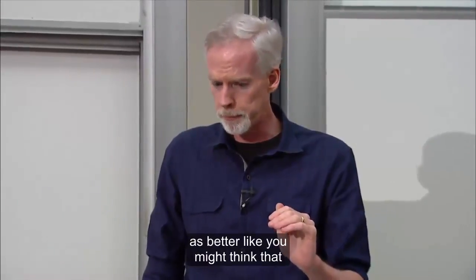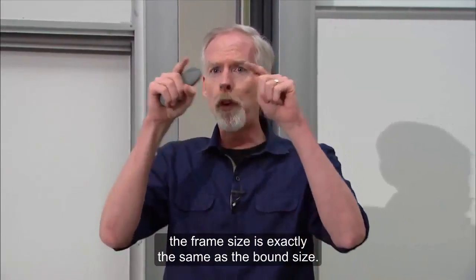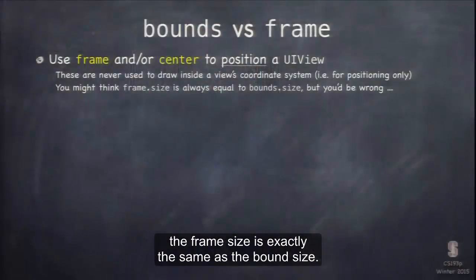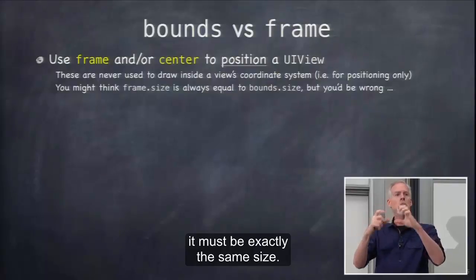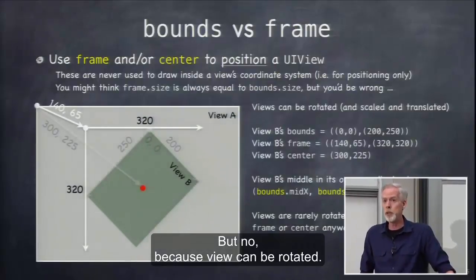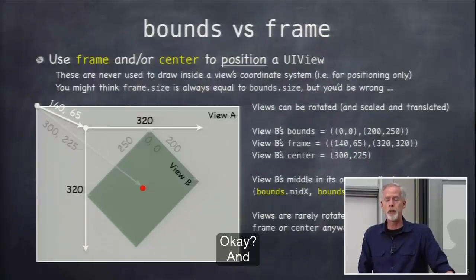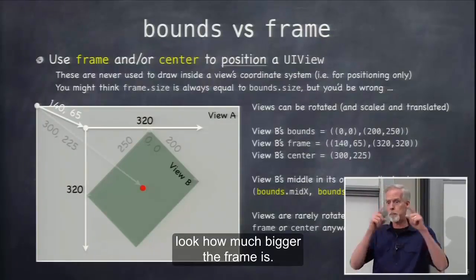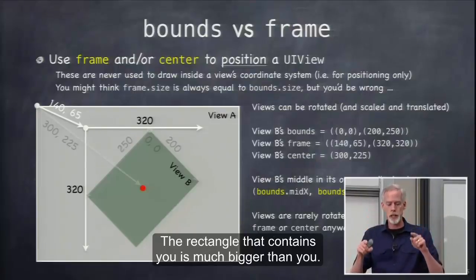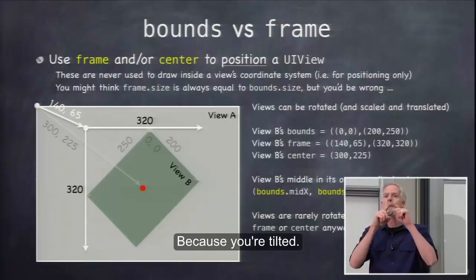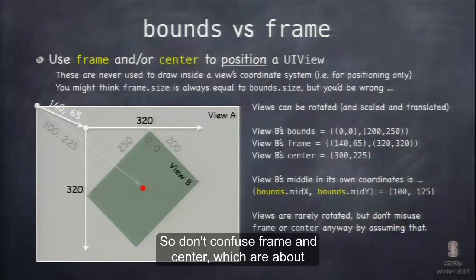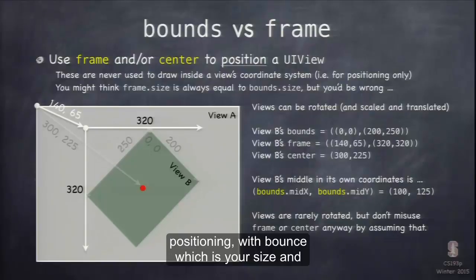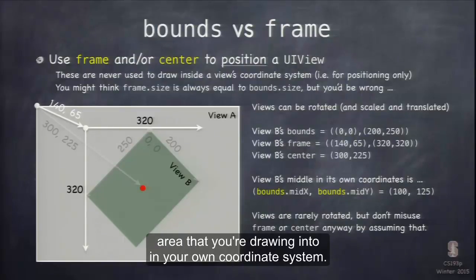To kind of give you a picture of this, is better. Like you might think that the frame size is exactly the same as the bounds size, right? If it's a rectangle that contains my rectangle, it must be exactly the same size. But no, because views can be rotated, okay? And if you rotate your view like this green view, look how much bigger the frame is. The rectangle that contains you is much bigger than you because you're tilted, right? Make sense? So don't confuse frame and center, which are about positioning, with bounds, which is your size, the area that you're drawing into in your own coordinate system. Okay?